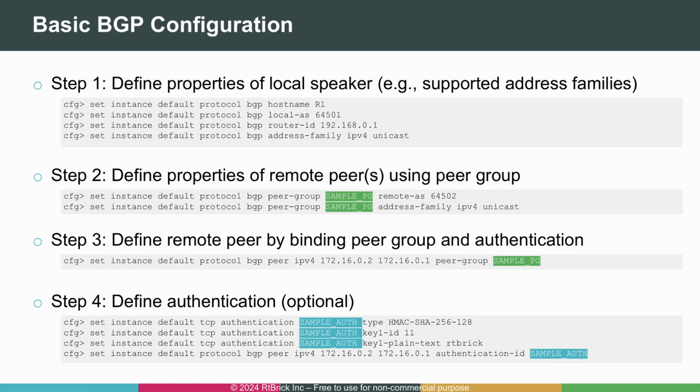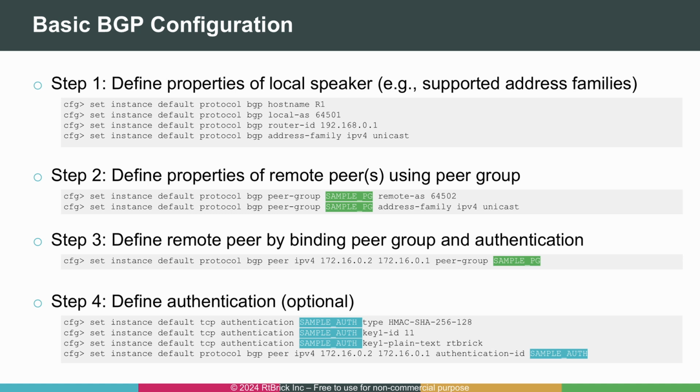Let's take a short break to summarize the configuration we've created so far. For a minimal BGP configuration, we must define some basic parameters using the set instance name protocol BGP command, especially the local AS and the supported address families. Secondly, we create a peer group in which the remote AS number and the supported address families are defined. This address family configuration is not redundant as the BGP instance might support multiple address families, but we may want to exchange routes for only a subset of it with a particular peer.